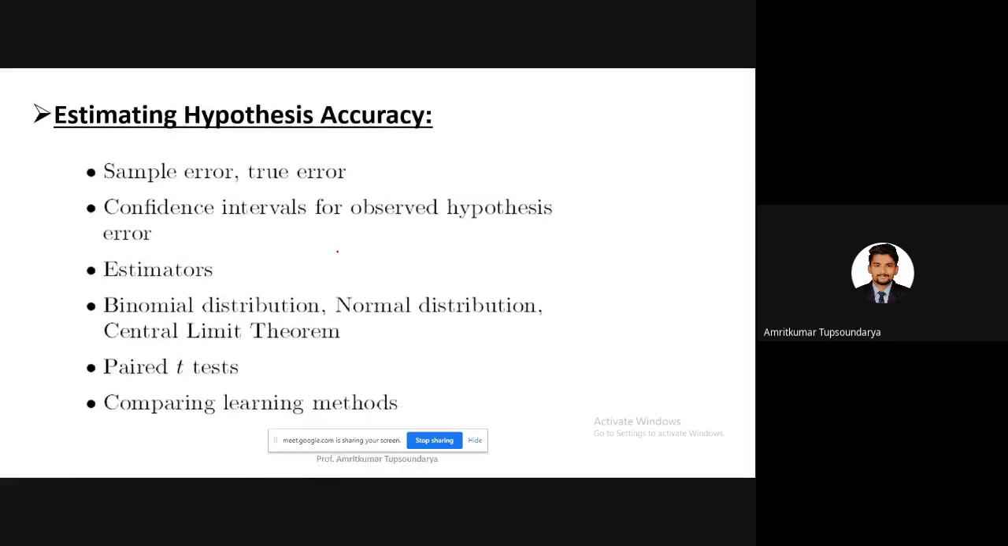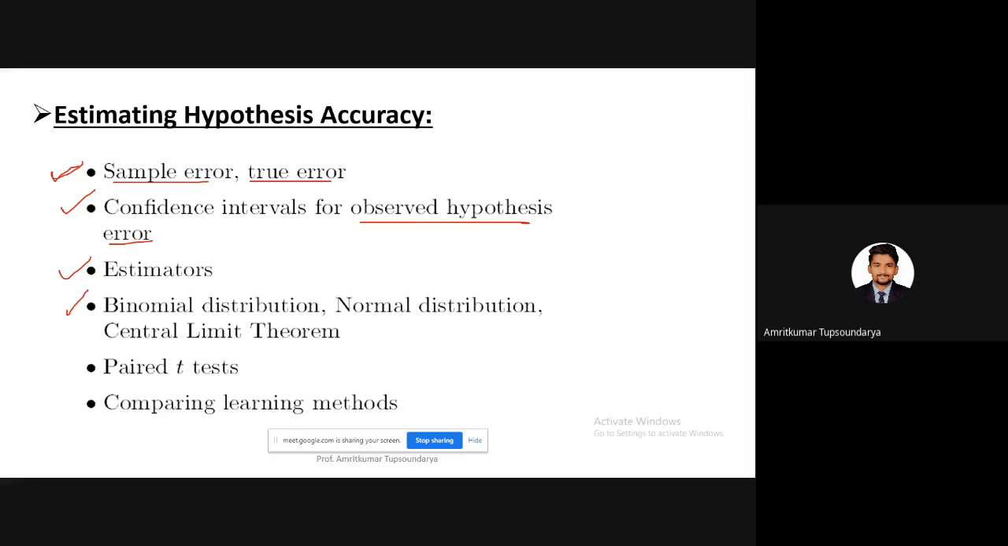Discussing the first thing, that is estimating the hypothesis accuracy, we are going to discuss some important aspects like sample error. What do we understand by a sample error? What is a true error? Then we are going to discuss the confidence intervals for the observed hypothesis error. Whatever observed error we have encountered for a particular hypothesis, what are the confidence intervals for those observed errors? What do we mean by estimators, and how do we compute them?